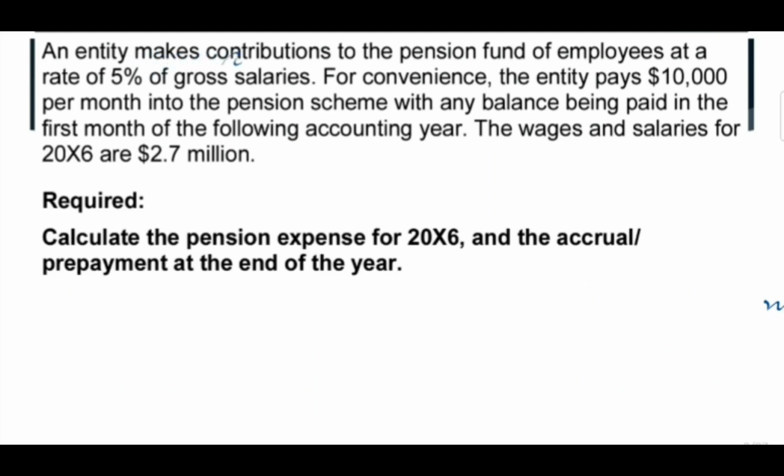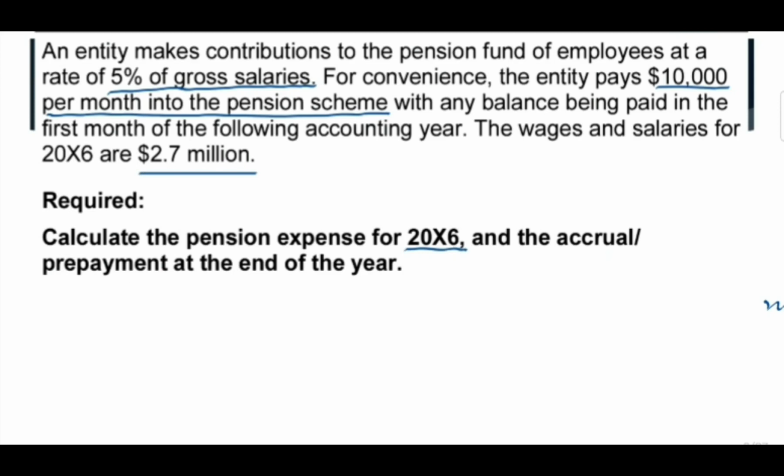An entity makes contribution to the pension fund of employees at a rate of 5% of gross salaries. For convenience, the entity pays $10,000 per month into the pension scheme, with any balance being paid in the first month of the following accounting year. The wages and salaries for the year 2000x6 are 2.7 million. So we are required to calculate the pension expense for 2000x6 and accruals or prepayment at the end of the year.